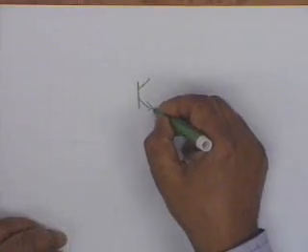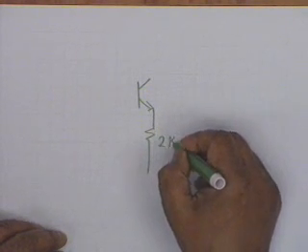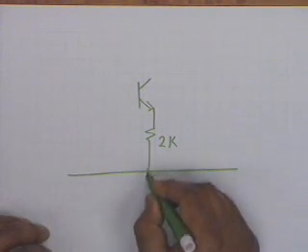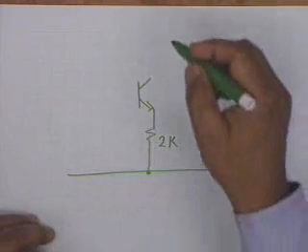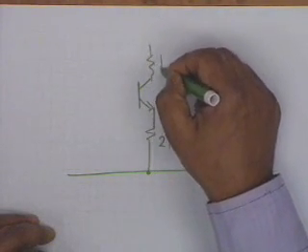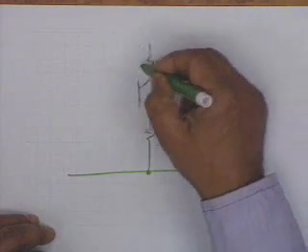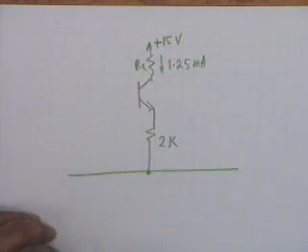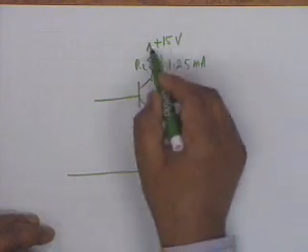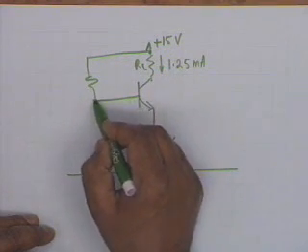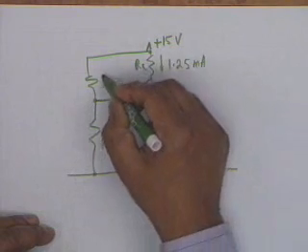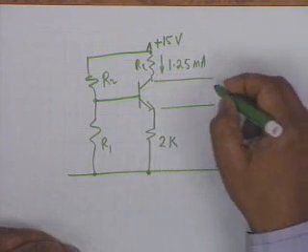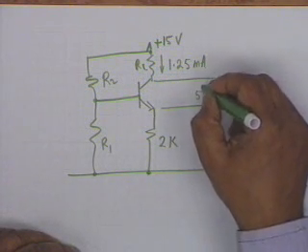Let's take a BJT in which RE is specified as 2K, so we don't have to assume a VE, and the collector current is specified as 1.25 milliampere. R sub C is not known. The VCC is specified as 15 volt, and you will now have to find out the other resistances, namely R1 and R2. VCE is specified as 5 volt.